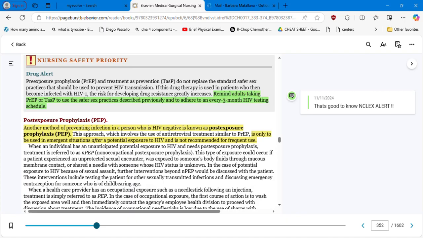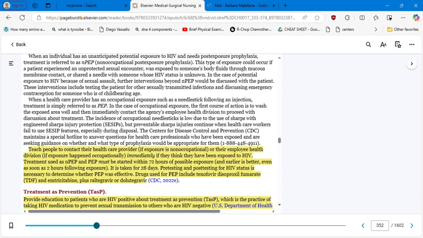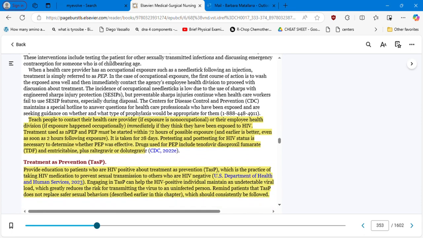Okay, so it's after exposure to HIV. Teach people to contact their PCP if the exposure is non-occupational, or their employee health division if the exposure happened occupationally, meaning that you, as a nurse, had contact with HIV positive fluids. Immediately, if they think they have been exposed to HIV, treatment known as NPEP or PEP must be started within 72 hours.